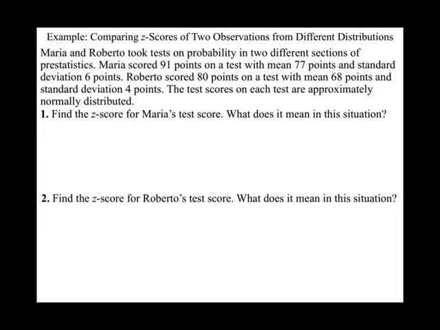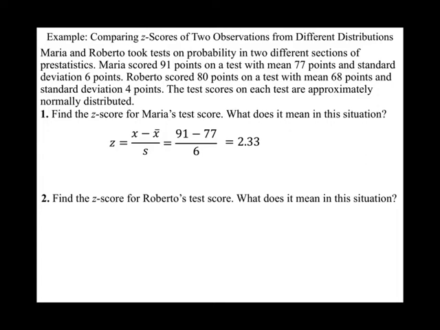So first, find the z-score for Maria's test score. What does it mean in this situation? This time, Maria got 91 points. This is the value of x, and I want you to find the z-score. So we'll be using this formula. You know the x, you know the mean, you know the standard deviation. Plug it in. You should get 2.33. This is the z-score.